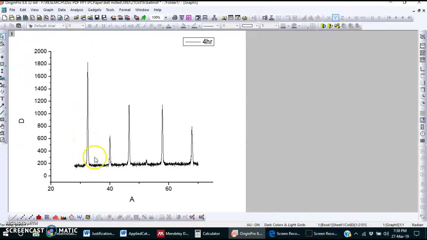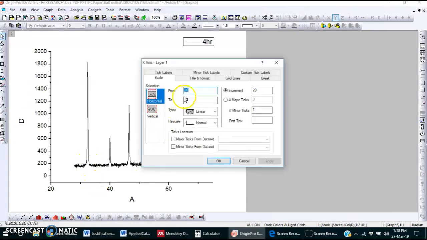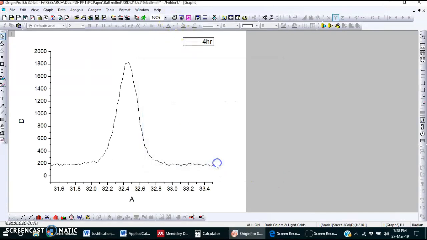For the WH plot, we have at least 5 peaks here. This peak we will not consider. All the 5 peaks we will fit with the Gaussian, and we'll calculate FWHM and the position. This peak is around 32, so first of all, we will change the scale to 31.5 to 33.5. So this is our first peak.